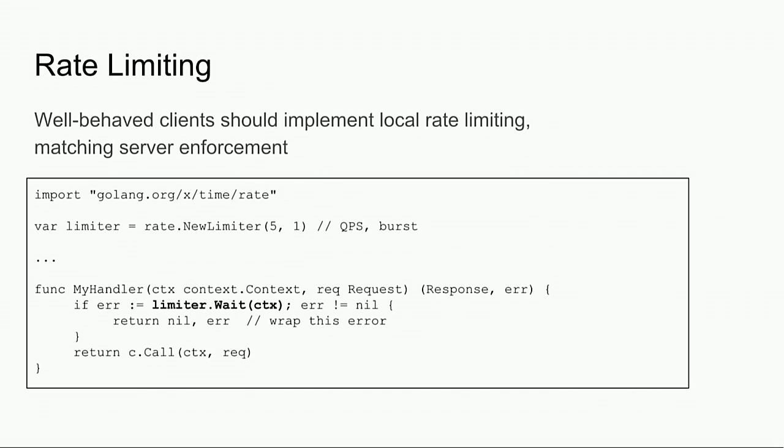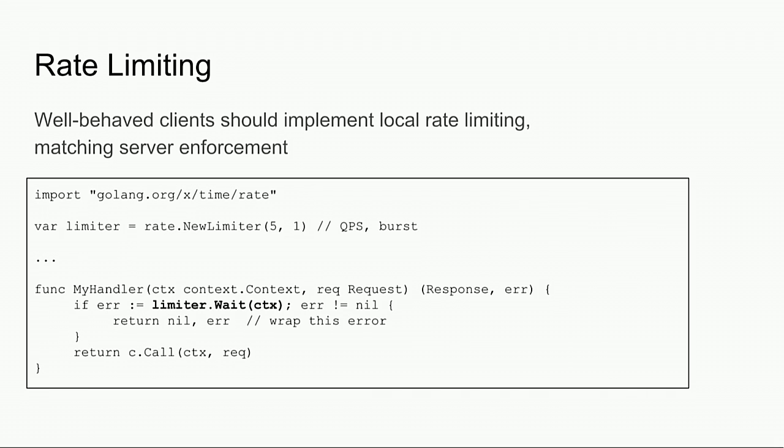So on the other side, as a responsible client, you want to implement your own rate limiting, and that should match whatever the server's enforcement is. So keep that in mind. And it's just as easy to do rate limiting on the client side as it is on the server side. And you can use the exact same xtime rate package for that, and the same limiter object, in fact, which you can initialize in the exact same way.